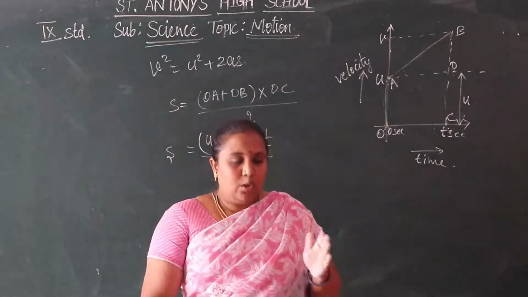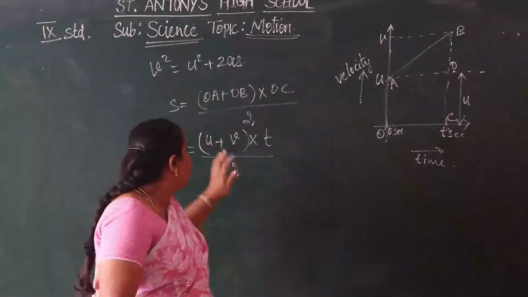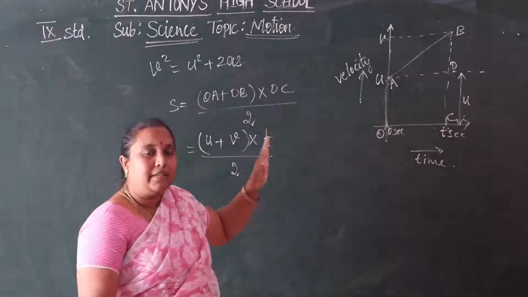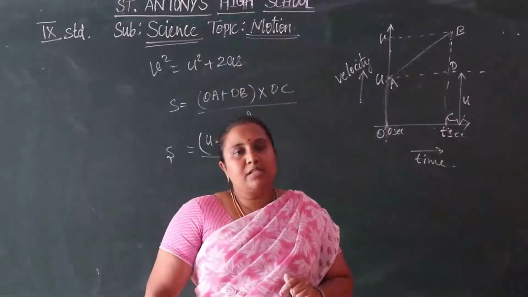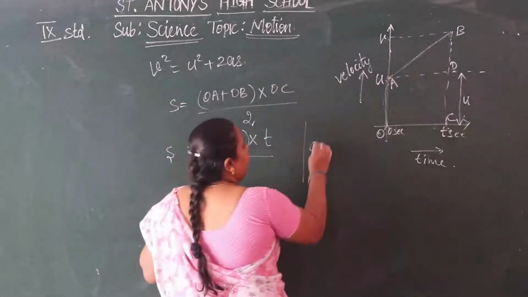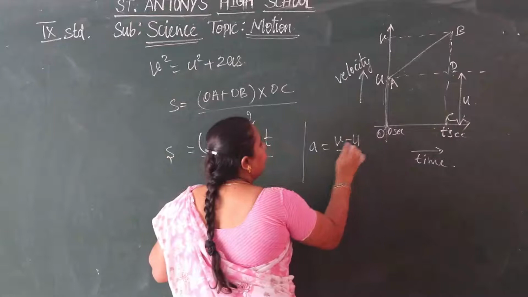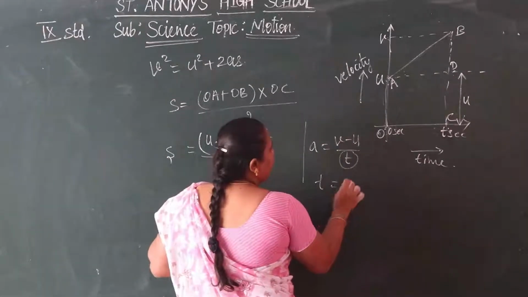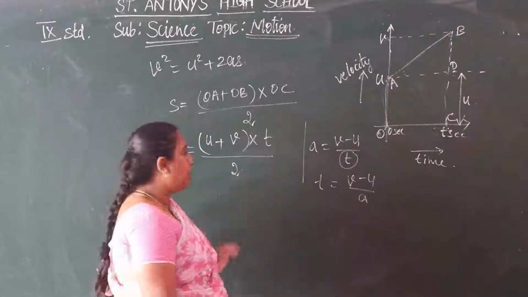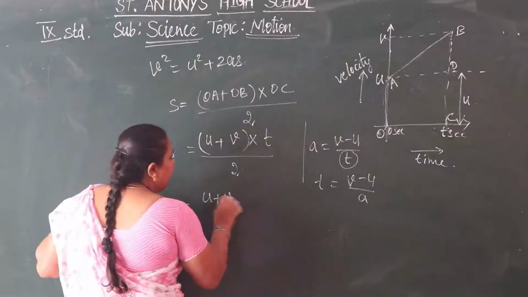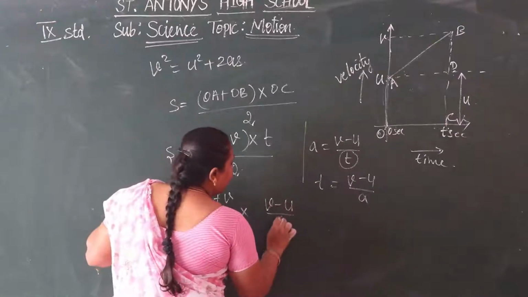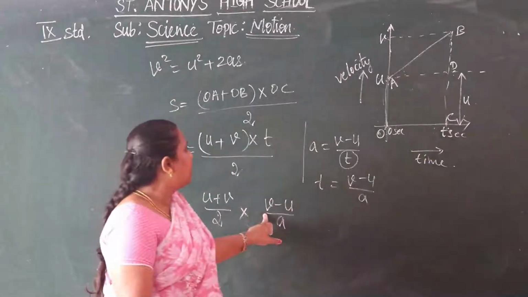Here we want to separate and write these two terms. Here t we can write by the formula a equals v minus u by t. So here we have a equals v minus u by t. In the formula we want t. So t equals v minus u by a. We are applying this in the formula here: u plus v by 2 into t, we can rewrite it as v minus u by a.